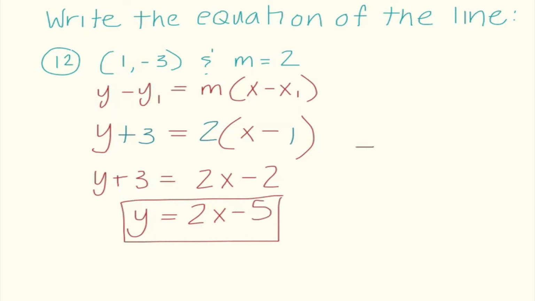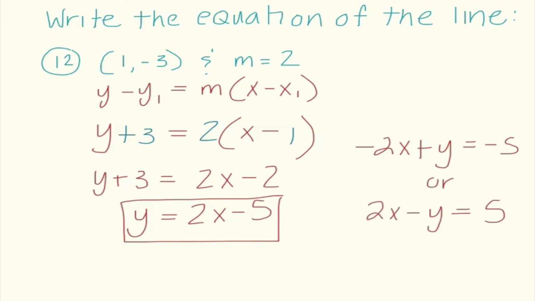If you guys did this in standard form, the acceptable equations would either be negative 2x plus y equals negative 5, or we could also write this as 2x minus y equals 5. On your test, I would give you full credit for either of those three options.